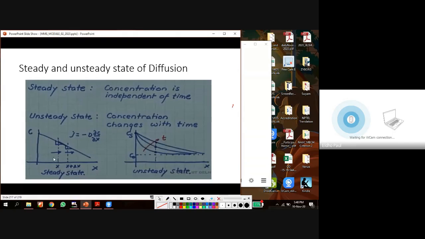when we plot this graph, if everywhere the slope is the same for this line, then we can say that is a steady state. So with respect to time, there is no change in the concentration. Across the line it is gradually decreasing, and there is no change in the concentration with respect to time. But in case of unsteady state diffusion, we can see the concentration is varying here at a particular time t1. This is a graph.